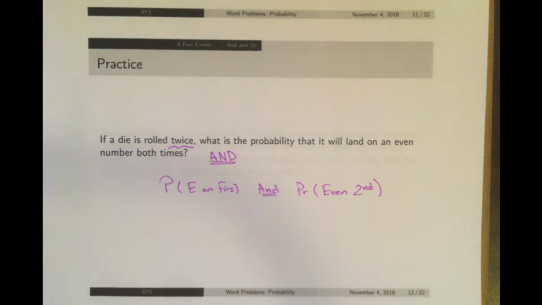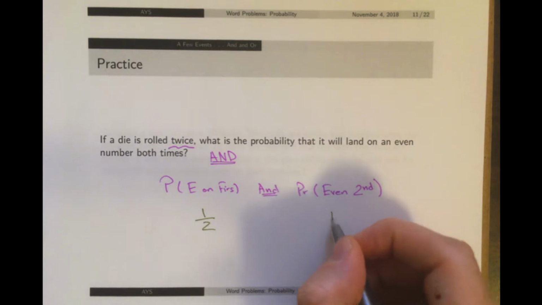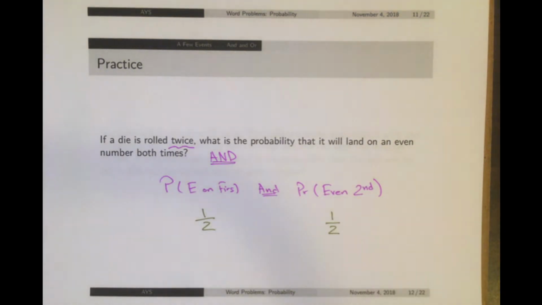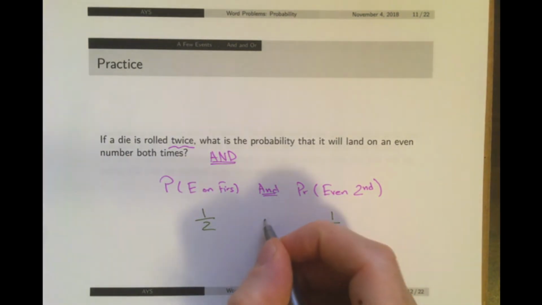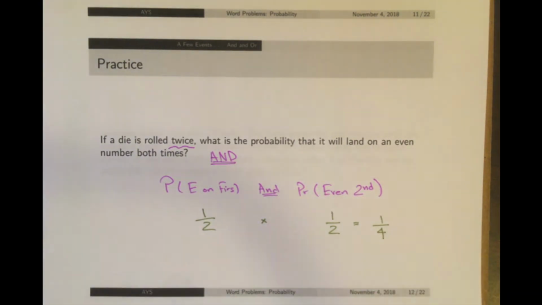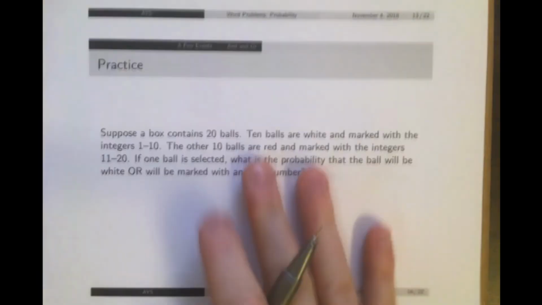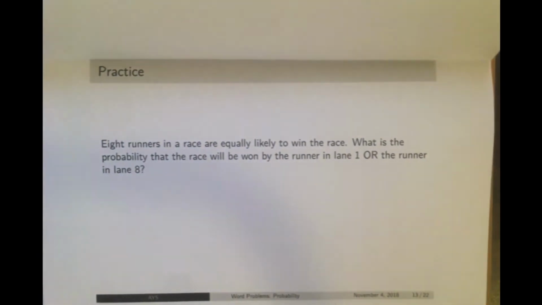Okay, so probability of even on the first, this is a dice, is 1/2. The probability of even on the second, 1/2. Half of the numbers on a dice are even, half of them are odd. It's an AND question. I multiply, I get 1 over 4. No problem. I know that these are kind of tough sometimes, but the homework will clear up if you're not getting too many of these right.